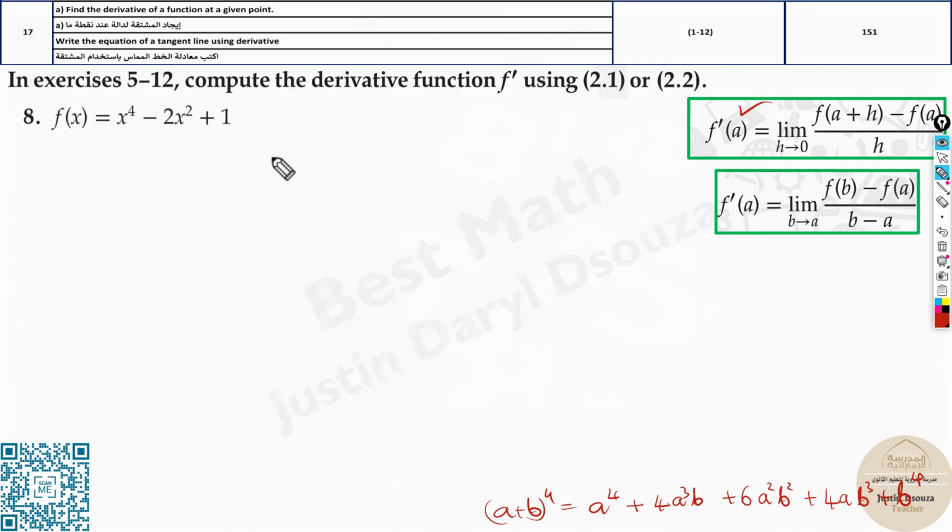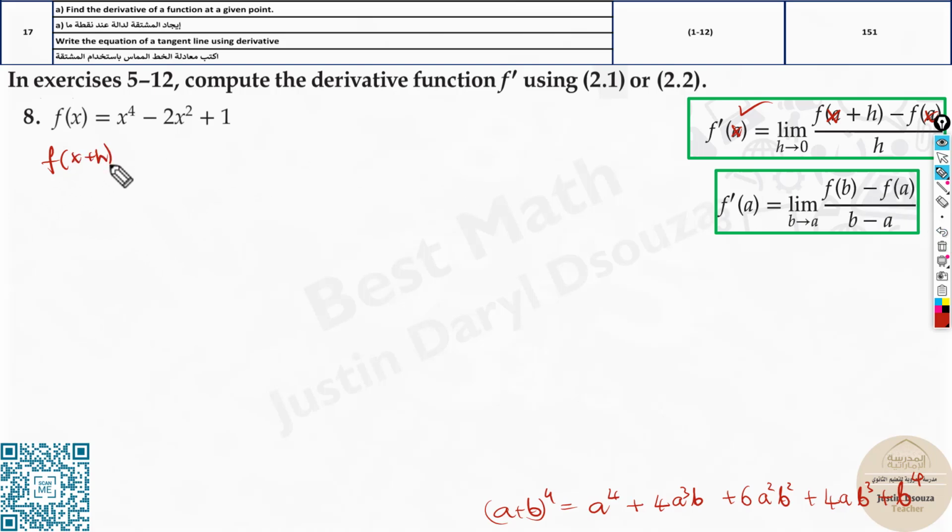This is going to be too difficult because of the identity. How can we solve this? First thing, f of, instead of x, this is all x, okay? Not a this time, because a value is not given. Instead of x, we put x plus h.